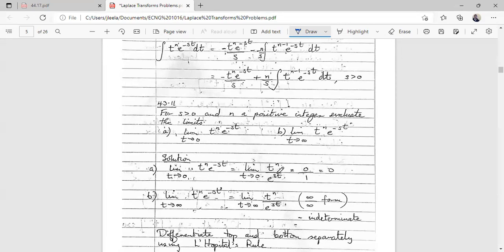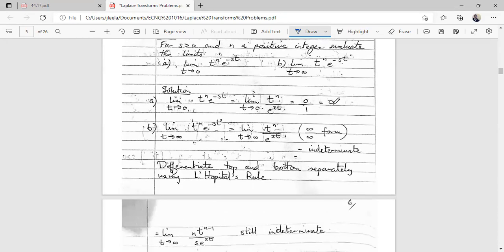This could be rewritten, right? You could put e to the minus st in the denominator position. So you'll have t to the n over e to the positive st, right? And then if t approaches 0, you'll get 0 on top. And if t approaches 0, you'll get e to the 0, which is 1. So this limit here works out to be 0, right?